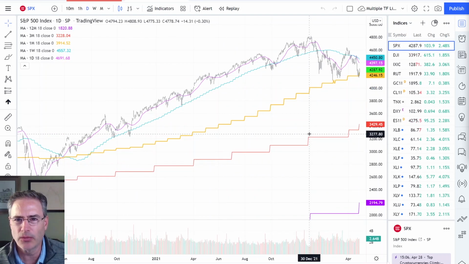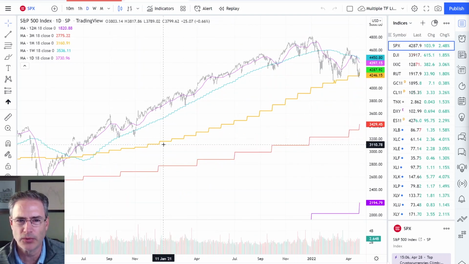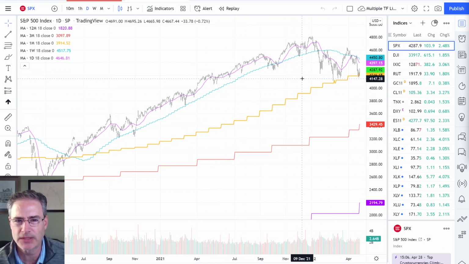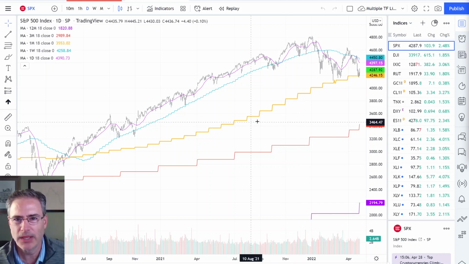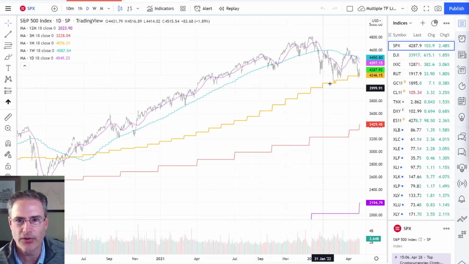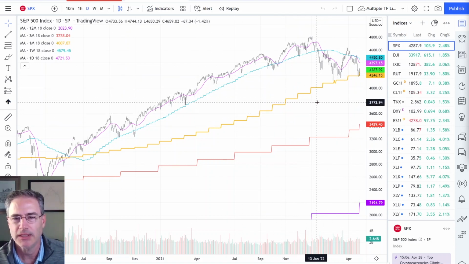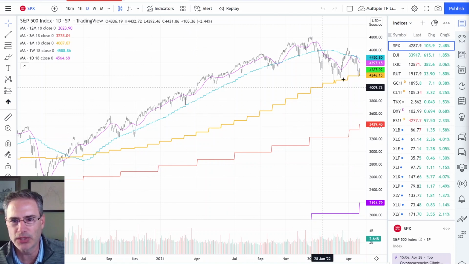Now, I think it's important to realize that as long as this is stair-stepping to the upside, that slope is up. And I love the look of this because I don't have to squint my eyes to see whether the moving average is rising or not. I can tell for a fact that this line continues to rise. And so no real shift there.